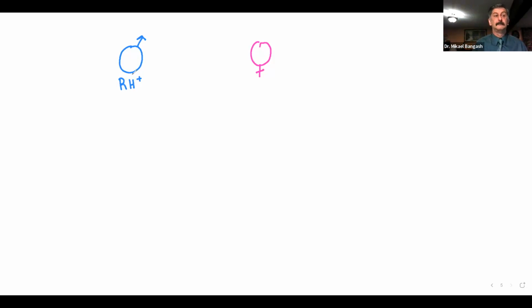Did that make sense? Whereas the mom has to be Rh negative. Now here we are not talking about the A, B, O grouping. It's just a matter of the Rh positive, Rh negative thing. Did you guys get that?